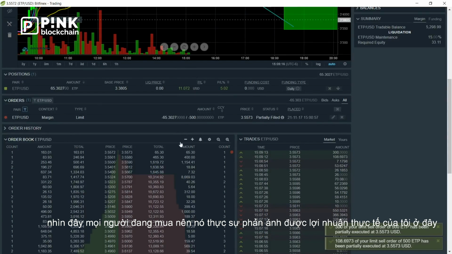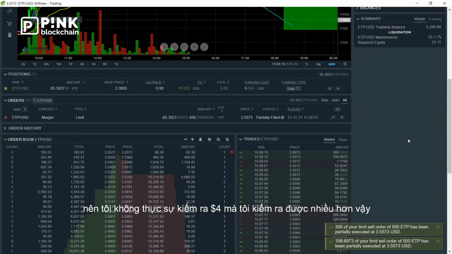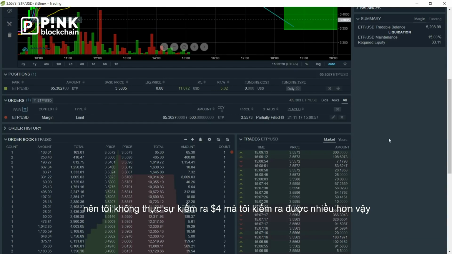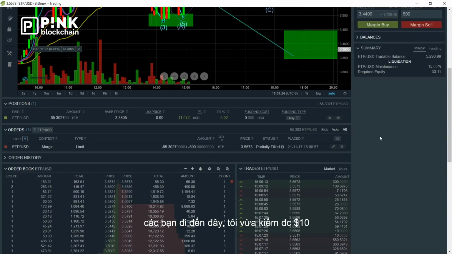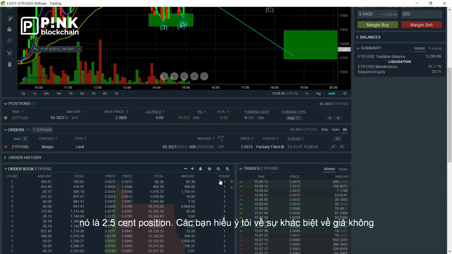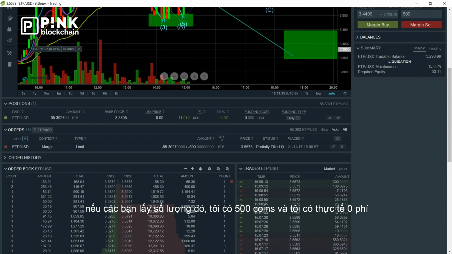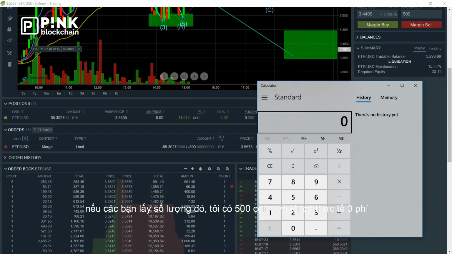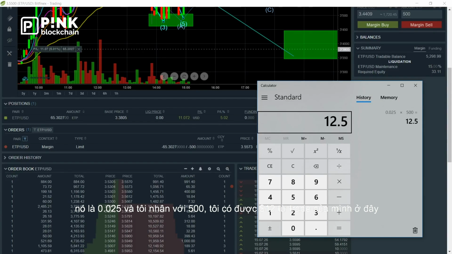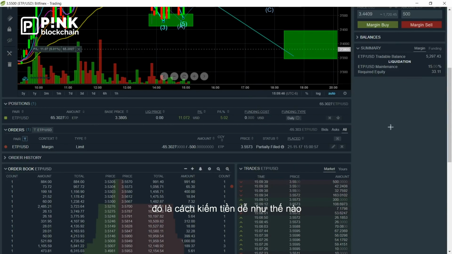So it actually reflects my real profit now, see? So I'm not really making $4, I'm making way more than that. So there you go, I just made 10 something dollars. It was a 2.5 cent position, right? 2.5 cent, do you guys know what I mean? Difference in the price? Well, if you guys take the amount, right? I had 500 coins and I have literally zero fee, it's 0.025, and I times that by 500, I just made $12 on my trade right there. So that's how easy it is to make money.